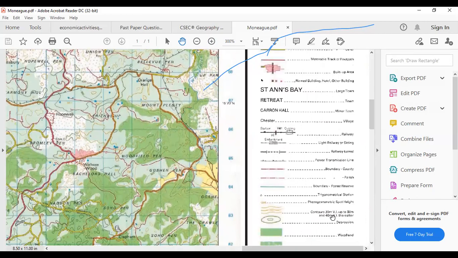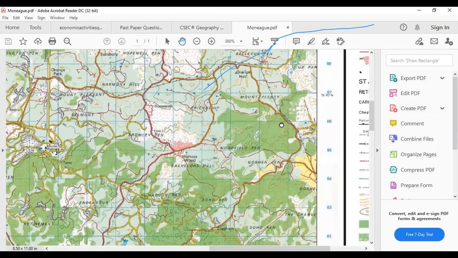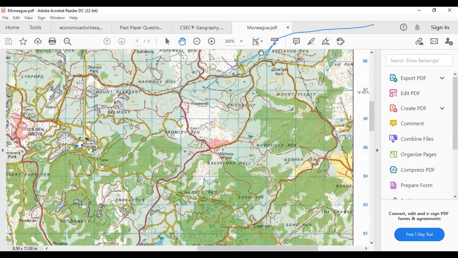No, 20-meter vertical height up to 80-meter, then 40-meter vertical height thereafter. So it is in meters, and it has two vertical intervals, 20 and 40. So at least we know that the contours is in meters. Now you find the difference in height, the distance between the 2 points.